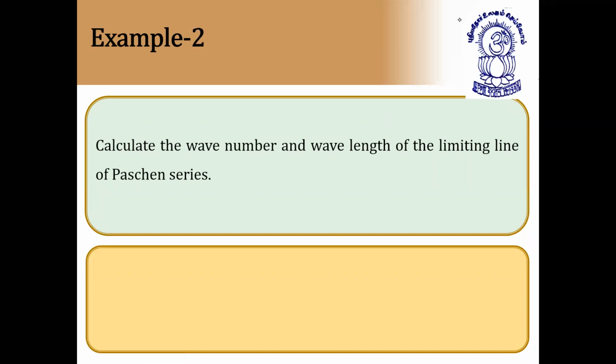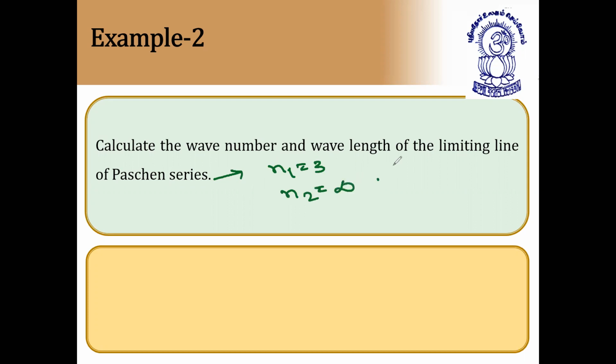Calculate the wave number and wavelength of the limiting line of Paschen series. So here they have given Paschen series, limiting line. For Paschen series, n1 is equal to 3, and n2 is equal to infinity, because it is the limiting line. So the simple derivative formula: nu bar is equal to 1 by lambda, which is also equal to RH into 1 by 3 square minus 1 by infinity square.